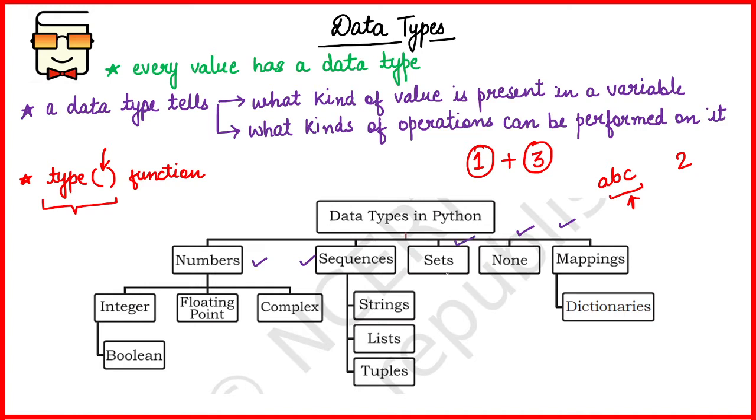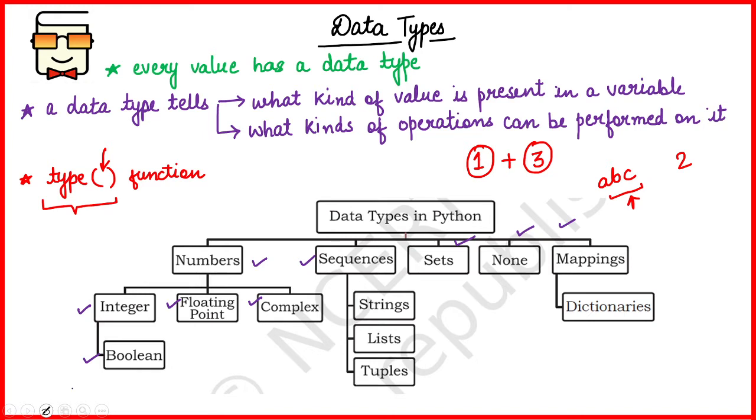Okay, so numeric data is mainly of three types. Either it is integer or it is floating point number like decimals, and the third type is complex numbers that have a real part and an imaginary part. Now we also have a subcategory of integers, which is the Boolean data type. Okay, so this is the numeric data type.